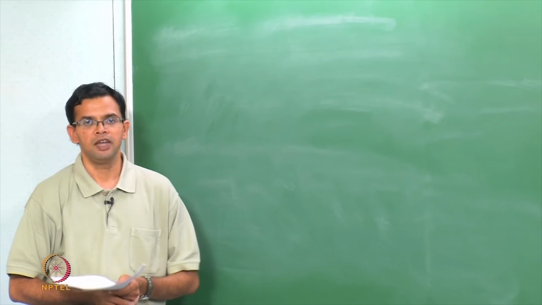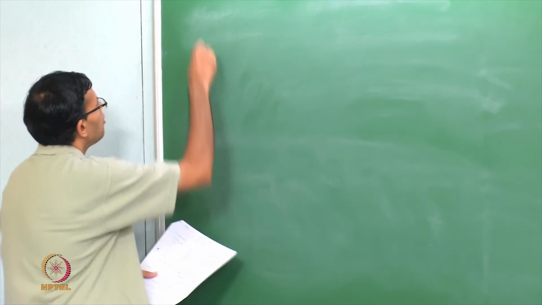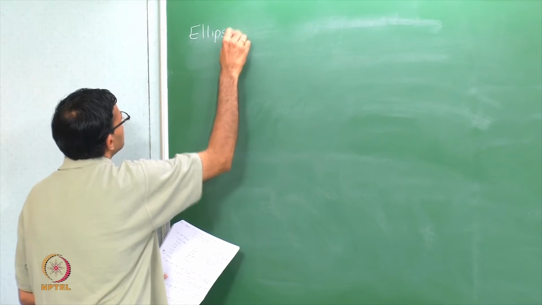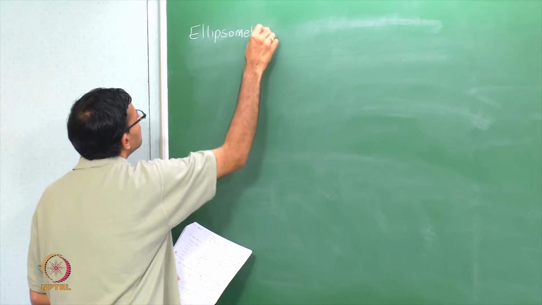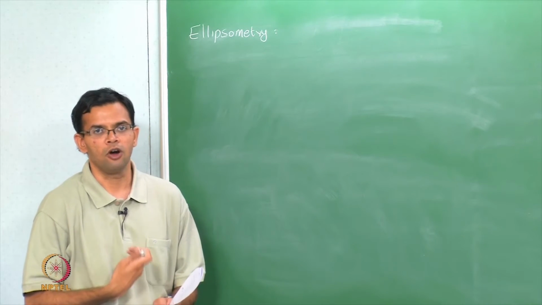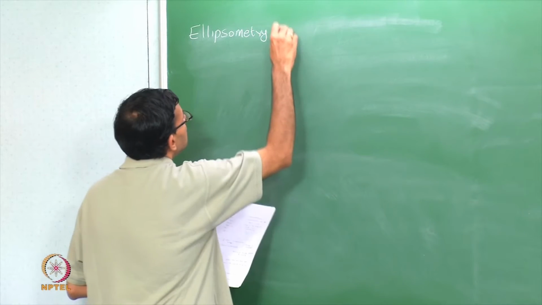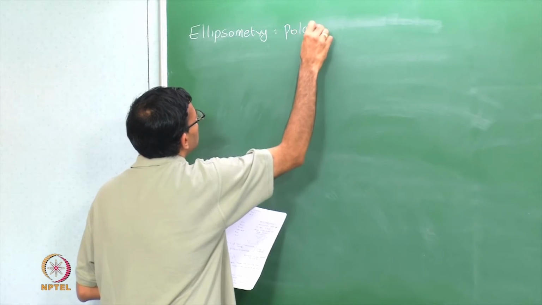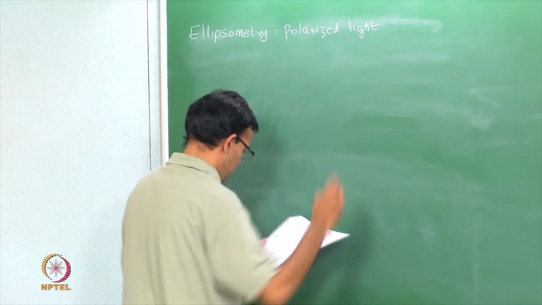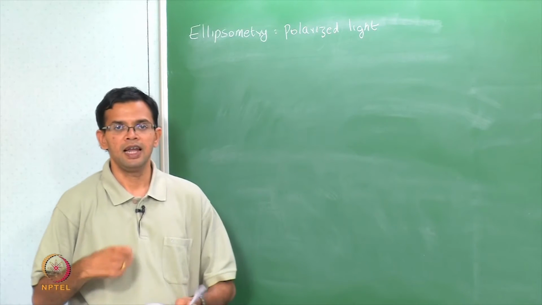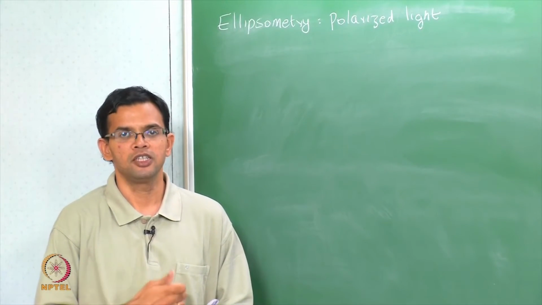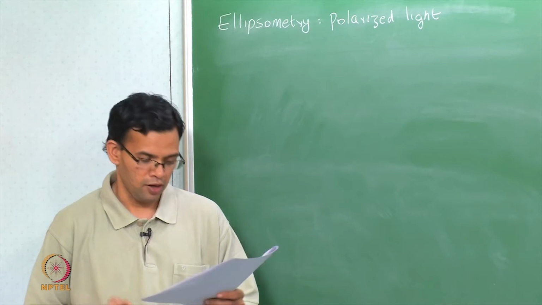There are some other ways of measuring thickness. One more technique is the ellipsometry technique. This uses polarized light instead of your normal unpolarized light. So that when light passes through a thin film and gets reflected, it also gets rotated. So, changing the polarization.